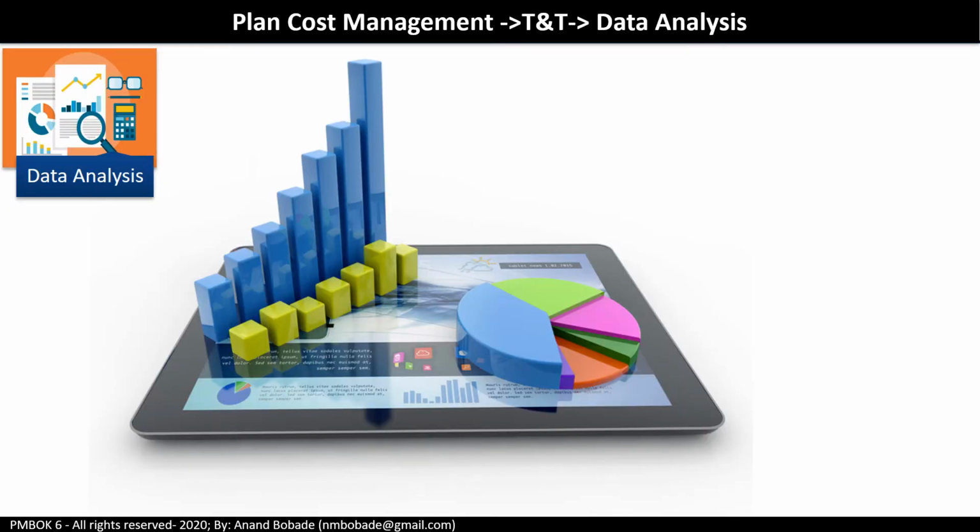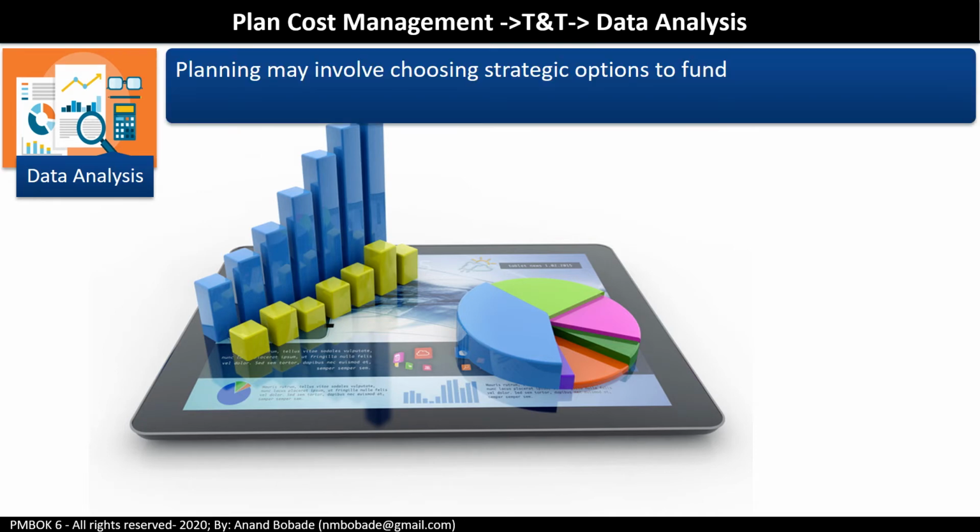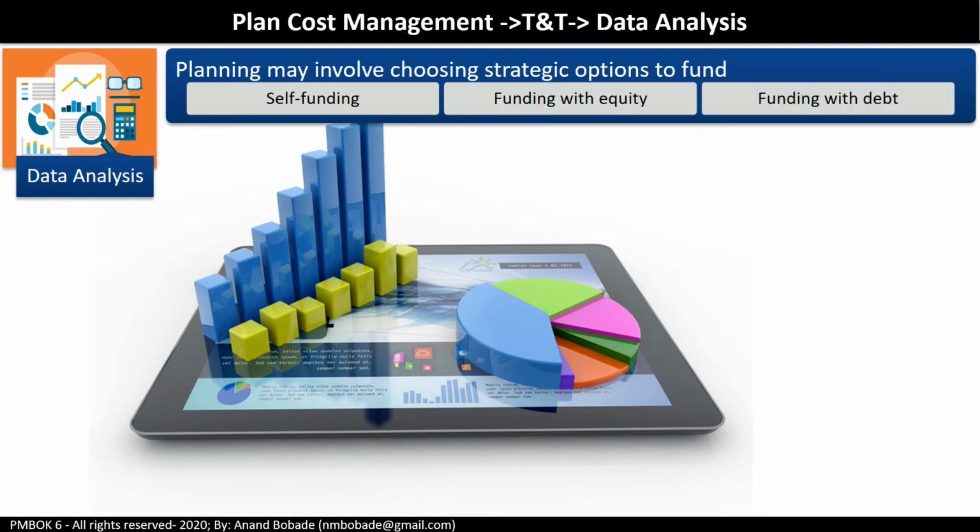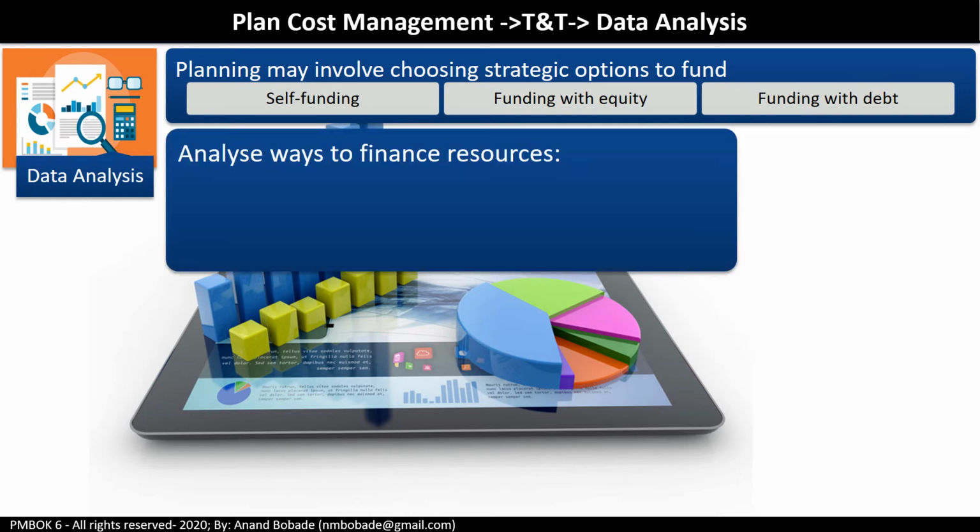Another important tool and technique is data analysis. There will be a lot of analysis involved in cost management. During cost planning, the project manager needs to think about what kind of options will be considered for funding the project. Will it be self-funding from the organization's overall budget, or is it going to be funding with equity or funding with debt? Equity is a stock or any other security representing ownership. Alternative analysis will help to decide which option will be best for the organization.